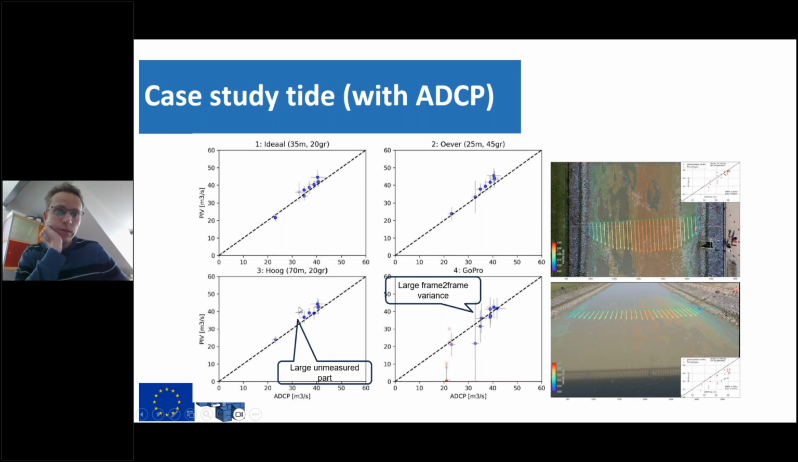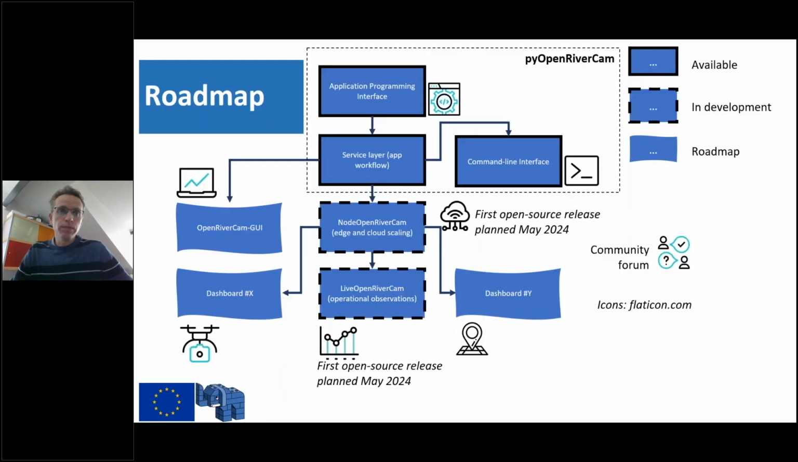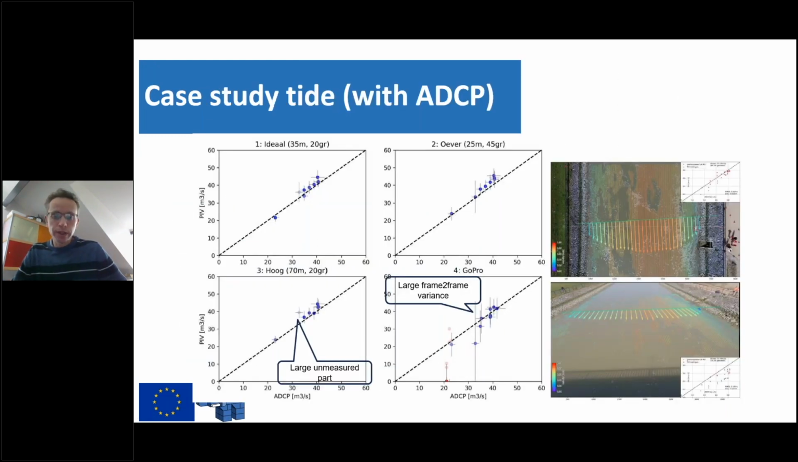Here you can, for instance, see a reasonably poor estimate because there's just a very large unmeasured part. Transparent observations are observations that have very little optical solutions. That means that you have to interpret a lot of the cross-section by extrapolation. And this was a comparison with ADCP. I forgot to mention that. So ADCP on the x-axis and PIV, which is the method underlying OpenRiverCam, on the vertical axis.